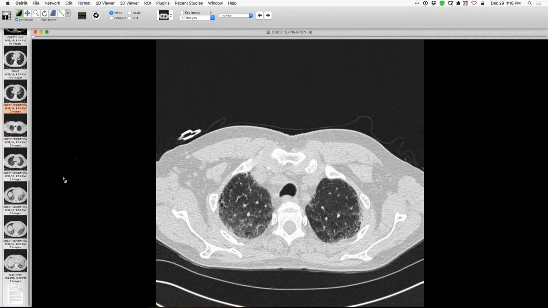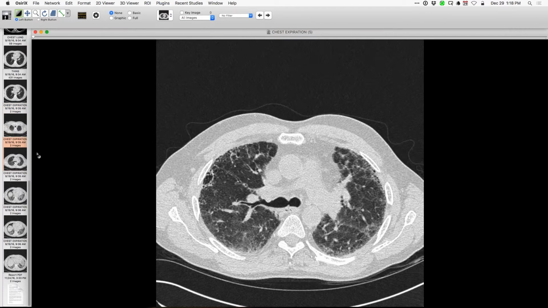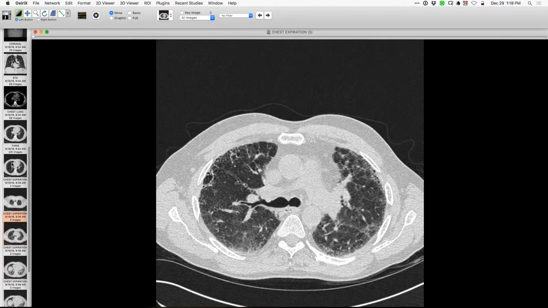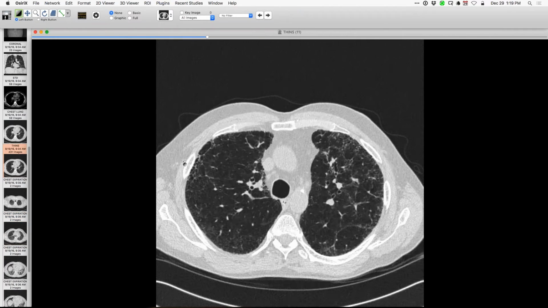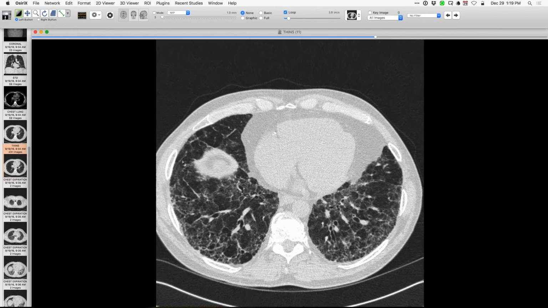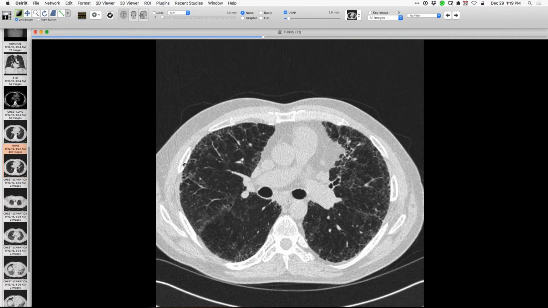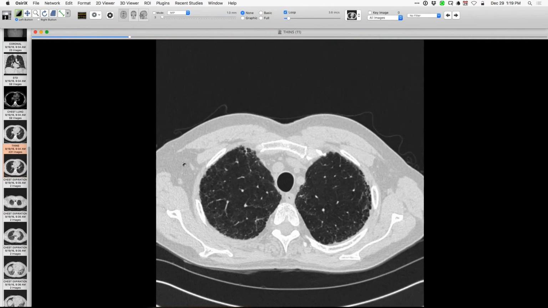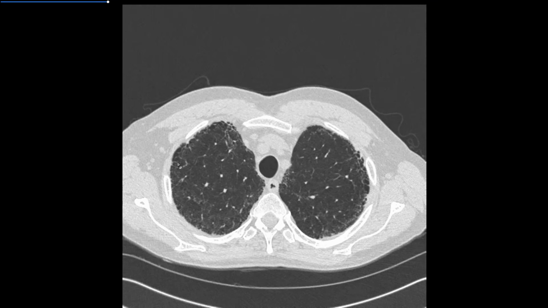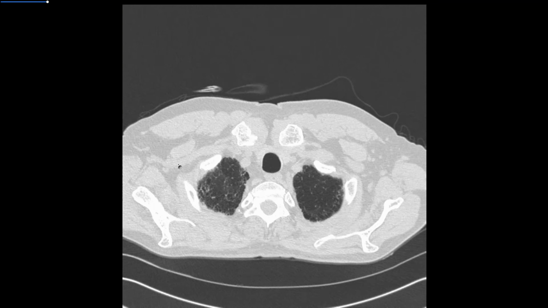I don't know, David, what do you think of this case? How would you have read this without the path? I think I would have called this UIP. I would have called it UIP. And then you get the issue, because chronic HP is UIP pathologically. But I would have thought it was IPF without the path. There's nothing funny about it, because usually with HP, especially in the upper lobes, you tend to see more peribronchial fibrosis as well, and this looks pretty clean.